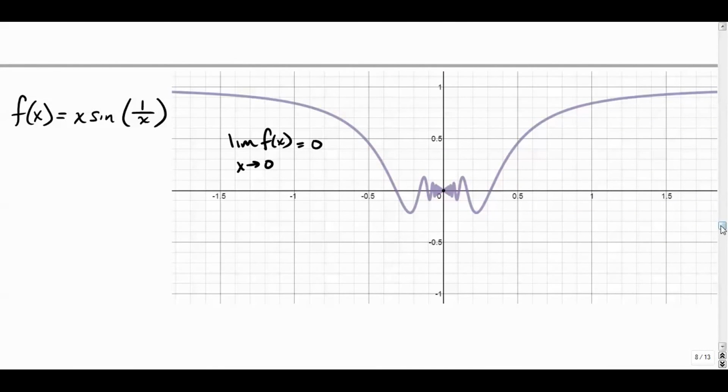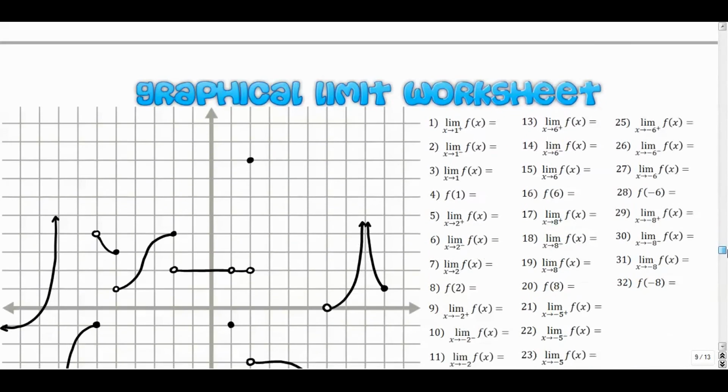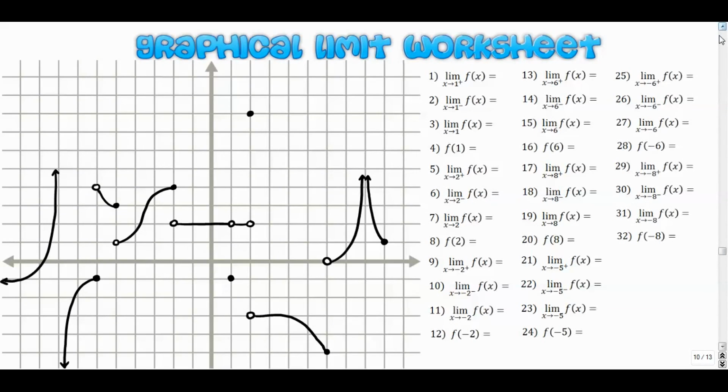All right, so that's the basics. What I'm going to do now is show you a bunch of examples here on a much bigger graph. This one does not have an actual function to it. This is just an exercise in the visual limits. So give this a pause. Try all 32 of these problems. See if you can get the left-hand limit, the right-hand limit, the overall limit, and the function value at each of these x values. So pause this now and give it a shot.